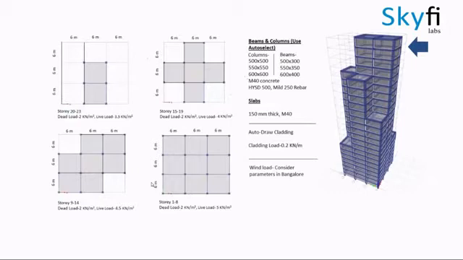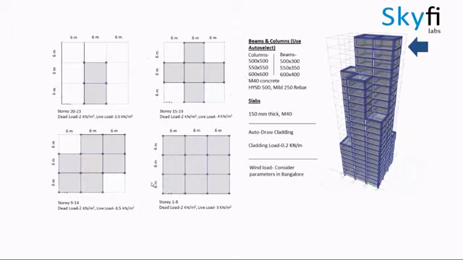Here we will use the auto select option for beams and columns. This will make sure that the best suited columns and beams are fitted on the structure. Here we use columns of dimension 500 into 500, 550 into 550, 600 into 600, and beams of dimension 500 into 300, 550 into 350, 600 into 400.